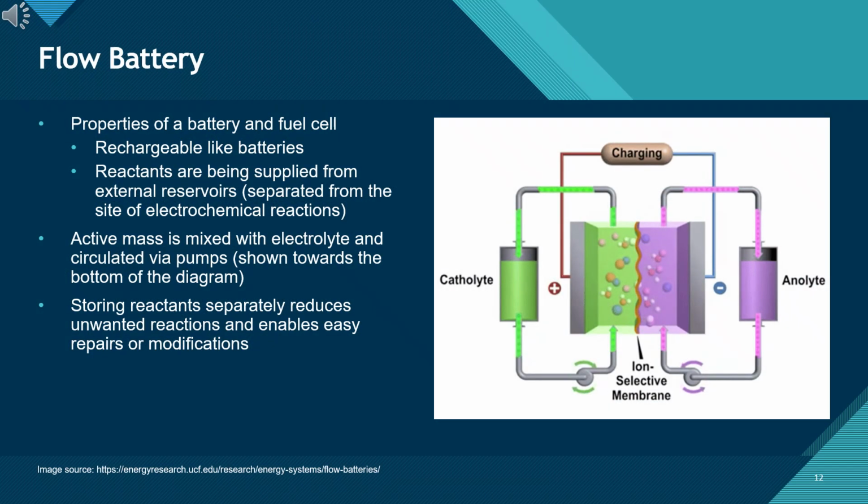Let's talk about the flow battery further. Flow batteries operate in a unique way. Think of them as a hybrid between a battery and a fuel cell. Like batteries, they can be recharged. But like fuel cells, their active reactants are stored outside the cell and pumped in as needed. This separation of reactants and reaction site helps prevent unwanted chemical reactions, extends life, and makes it easier to upgrade or repair parts. The diagram shows how the electrolyte flows from reservoirs through the cell and back.